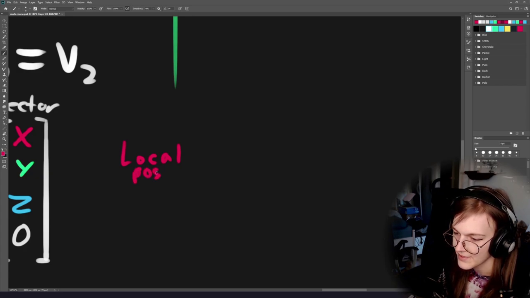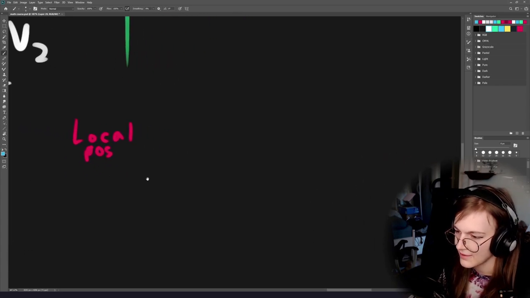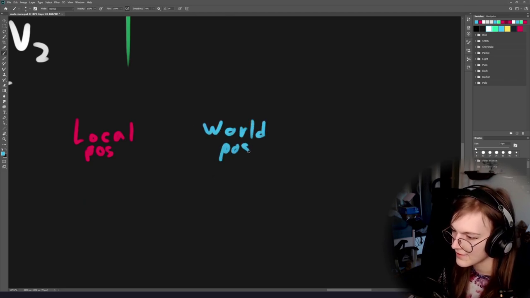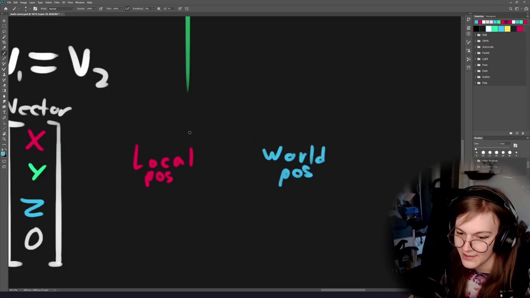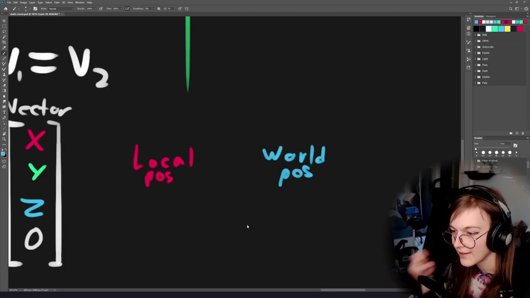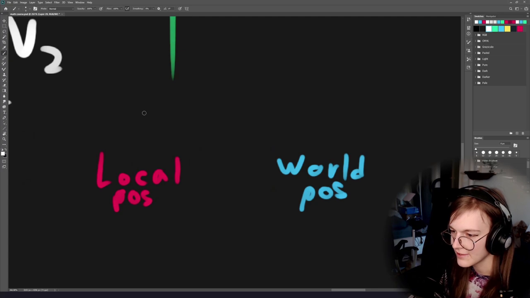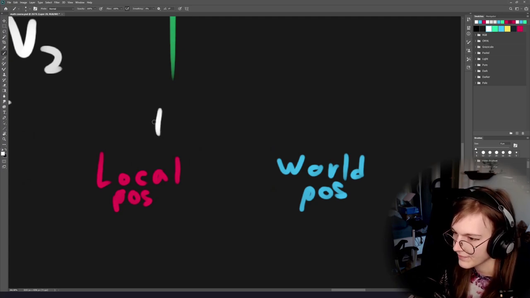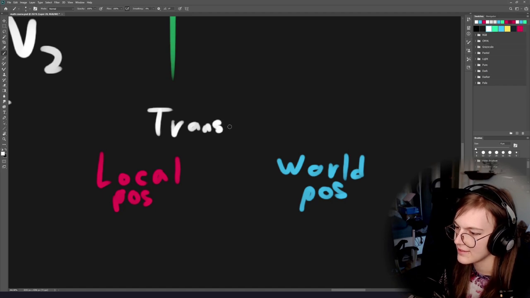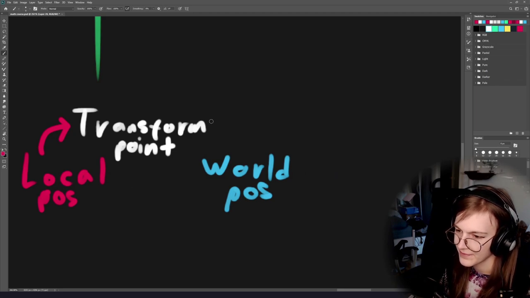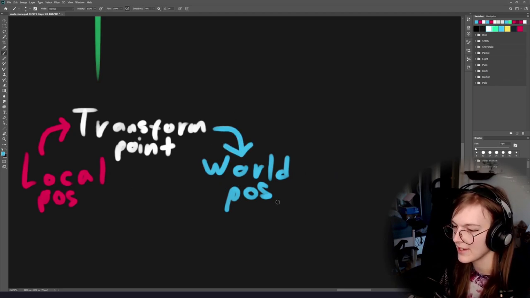So in Unity, you would have a local position, and then you have a world position. And then if you want to transform between these two, you would use functions in the transform. And the function that you would use for that is called transform point. So transform point takes a local space position, and then you get a world space position out of that.